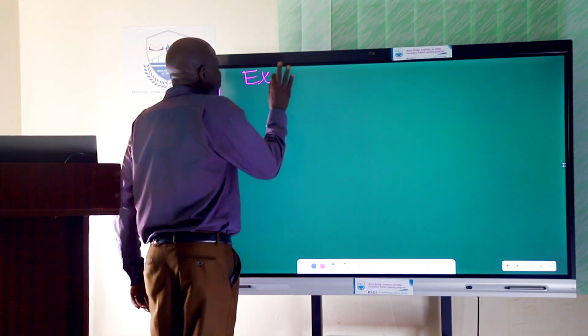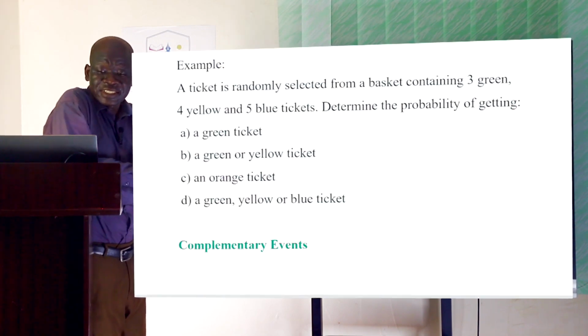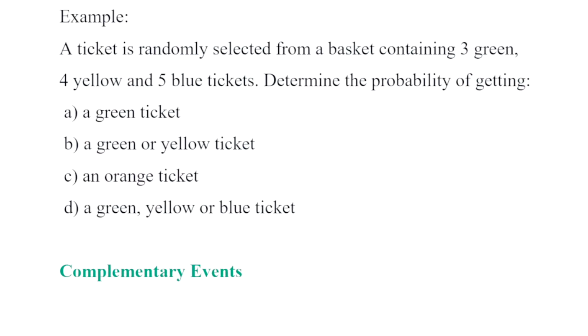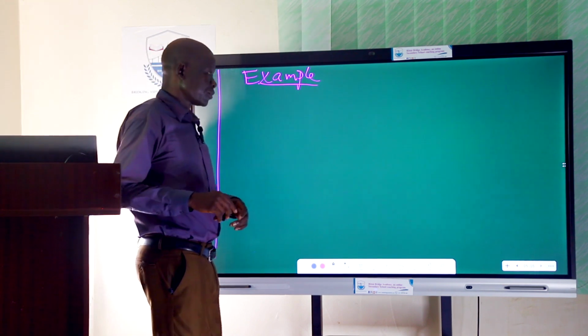The example says, a ticket is randomly selected from a basket containing 3 green, 4 yellow, and 5 blue tickets. Determine the probability of getting A, a green ticket, B, a green or yellow ticket, C, an orange ticket, D, a green, yellow, or blue ticket. So we can answer this.